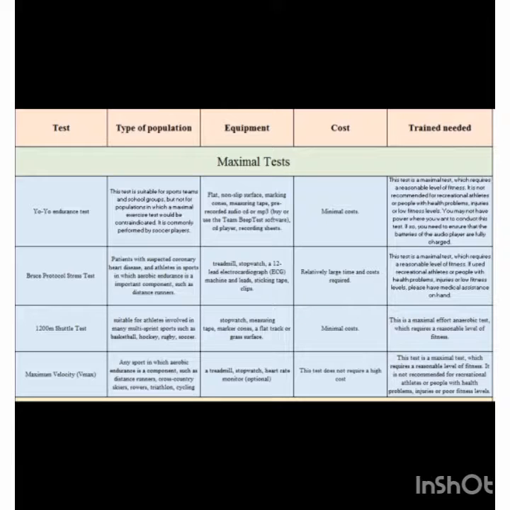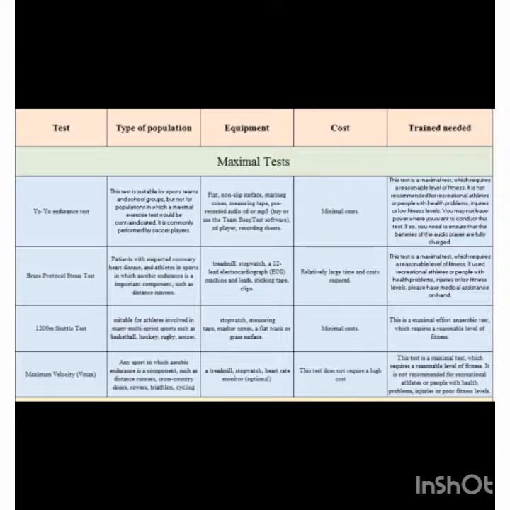for a minimal cost. The Bruce Protocol Stress Test was developed as a clinical trial to evaluate patients with suspected coronary heart disease and can also be used to evaluate cardiovascular fitness. For its realization, it requires a treadmill, an electrocardiographic machine, a 12-lead ECG, LEDs, and wires with tape clips.